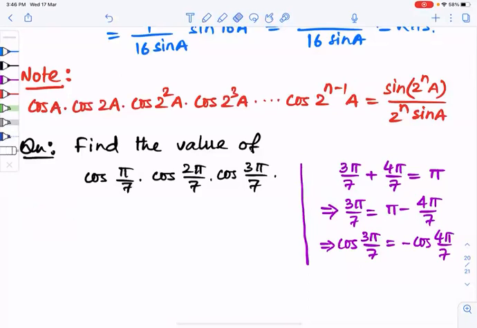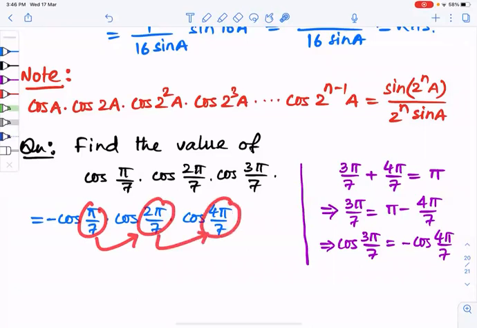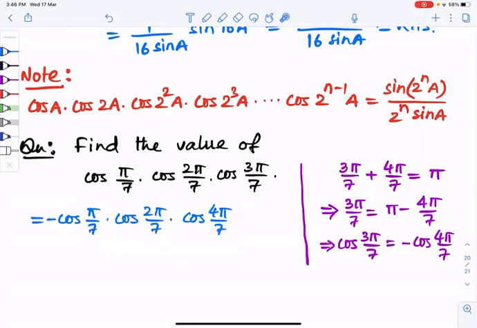So with that understanding I can write it as cos pi by 7 into cos 2 pi by 7. Cos 3 pi by 7 is nothing but minus cos 4 pi by 7. The minus sign I can write before every term, in the beginning. So now you look at it: pi by 7, double of that is 2 pi by 7, double of that is 4 pi by 7. I can use the previous formula.